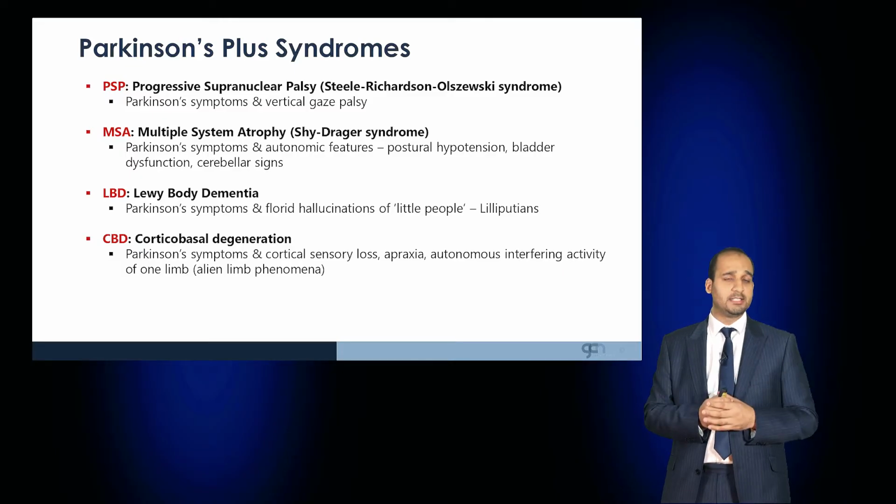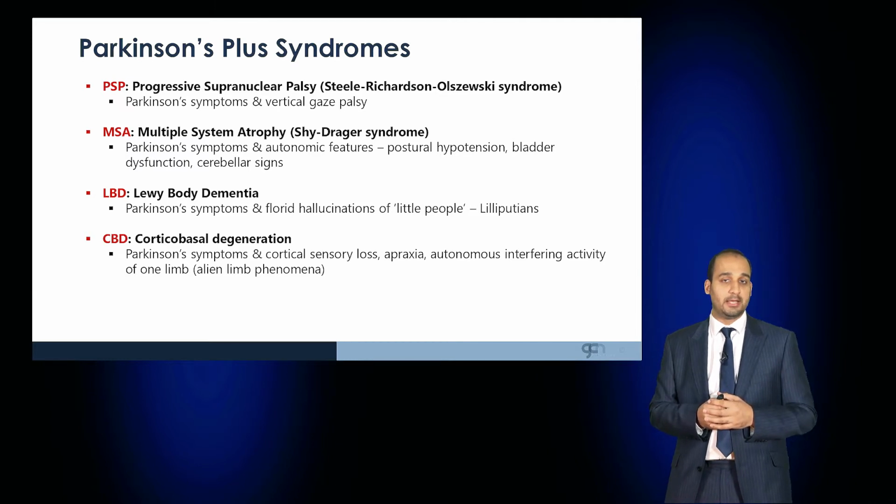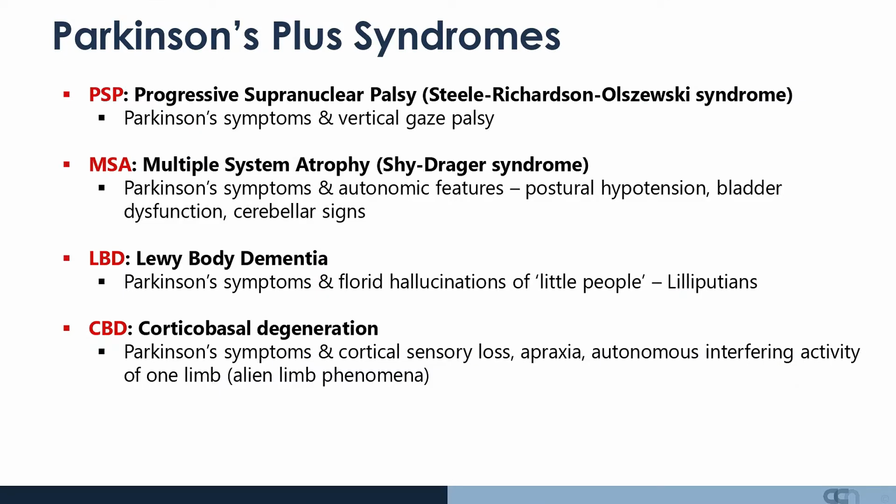There are some Parkinson's plus syndromes to be aware of. Progressive supranuclear palsy, also known as Steele-Richardson-Olszewski syndrome. This is where you have Parkinsonism along with a vertical gaze palsy. Multiple system atrophy, also known as Shy-Drager syndrome, is where you have Parkinson features along with autonomic features such as postural hypotension, bladder dysfunction, and cerebellar signs.